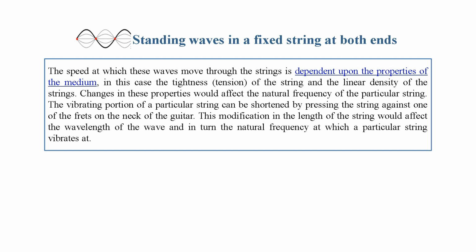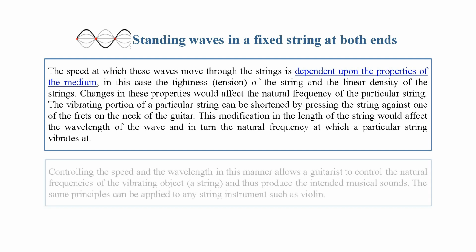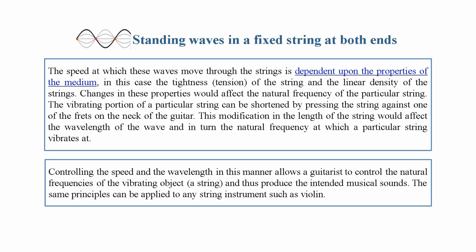This modification in the length of the string would affect the wavelength of the wave, and in turn the natural frequency at which the particular string vibrates. Controlling the speed and the wavelength in this manner allows a guitarist to control the natural frequencies of the vibrating object, and thus produce the intended musical sounds. The same principles can be applied to any string instrument, such as a violin.